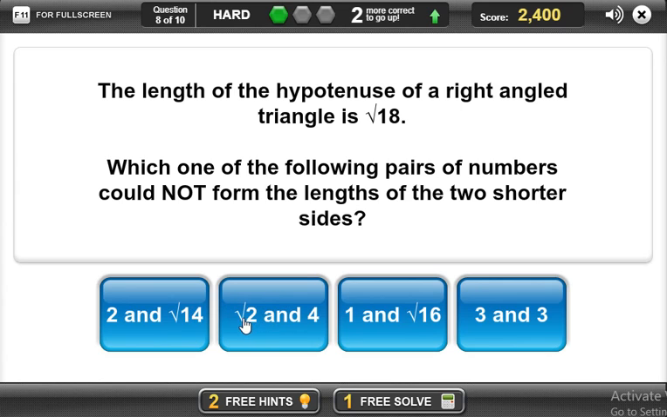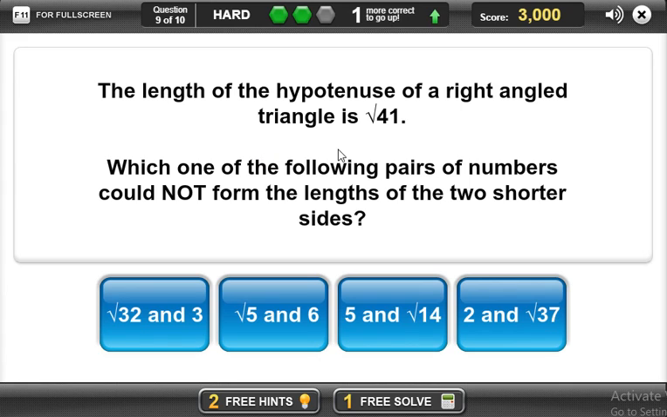Over here we have square root of 2 squared is 2. And 4 squared is 16. 2 and 16 are 18, so that one's okay. 1 squared and the square root of 16. We square that, we'll get 16 plus 1 is 17, and it's not. So you can't have those two sides as being sides that will then match the hypotenuse of square root of 18. No, it's not going to work, so we'll click on that one.